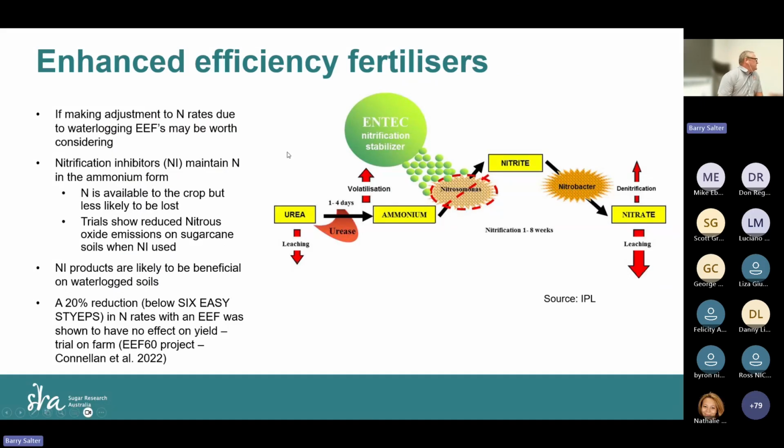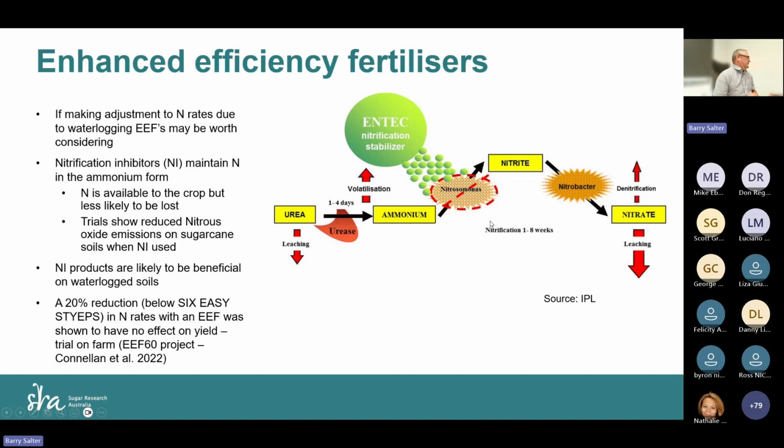One other thing I suppose to mention there is enhanced efficiency fertilisers. We did a large amount of work on these a few years ago in the EF60 project. Nitrification inhibitors block nitrogen in the ammonium form, which is far less likely to be lost than if it's in the nitrate form. And so if you can block it in the ammonium form for a period of a number of weeks, 10 weeks or so on, you've got the ability to actually take up nitrogen in the ammonium form and hopefully try and reduce the losses that might occur if it got converted all the way through to nitrate.